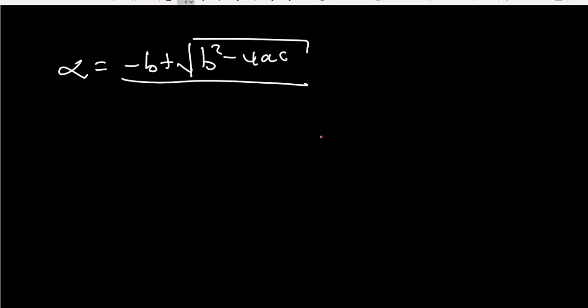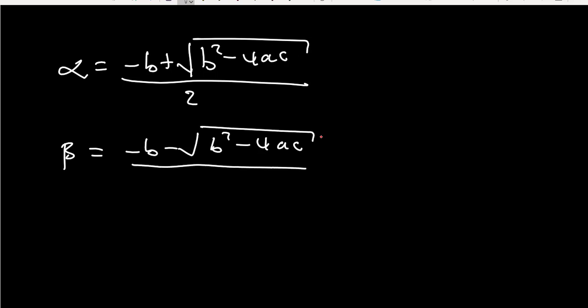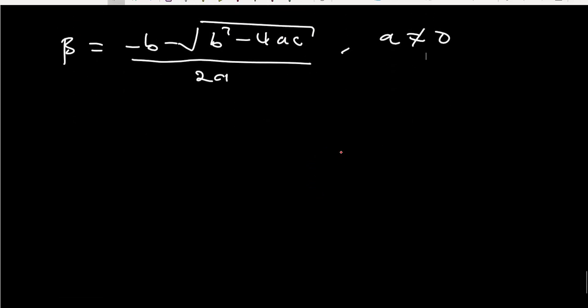Okay, so we have the first root, alpha is equal to negative b plus the square root of b squared minus 4ac, all of this on 2a, and we have beta is equal to negative b minus the square root of b squared minus 4ac, all of this divided by 2a, and the condition is a should not be equal to 0 in both cases. Okay, now the sum of the roots means we are summing these two roots.